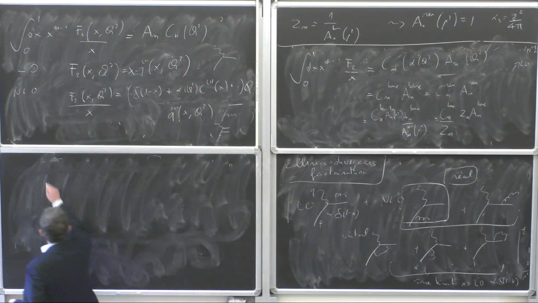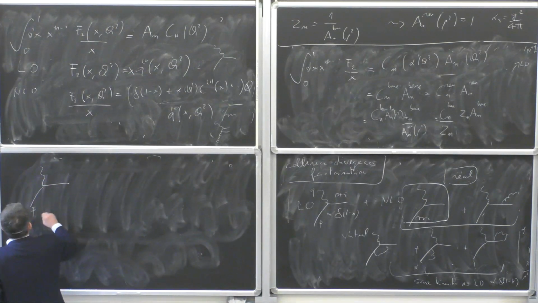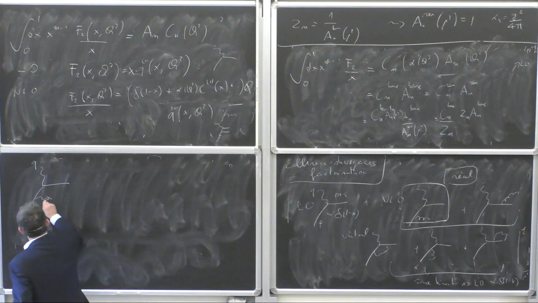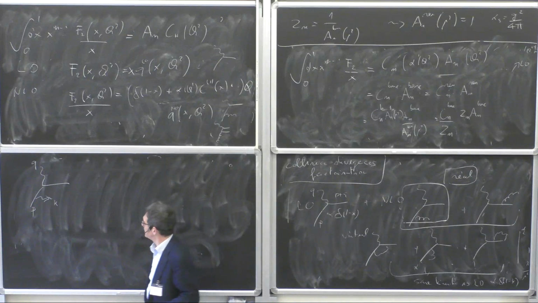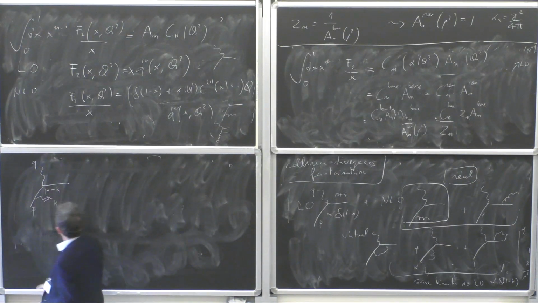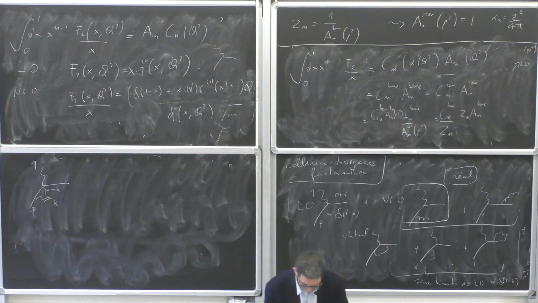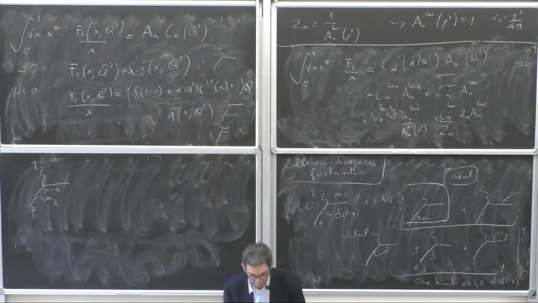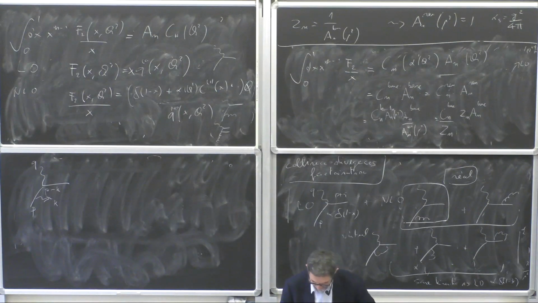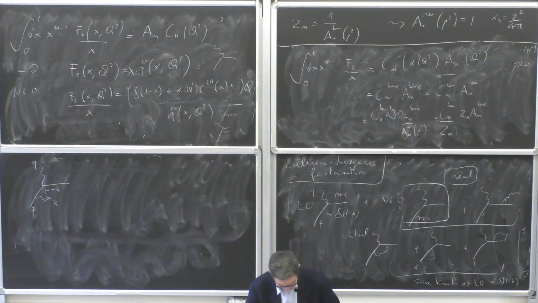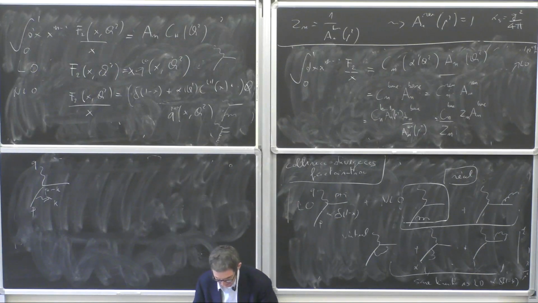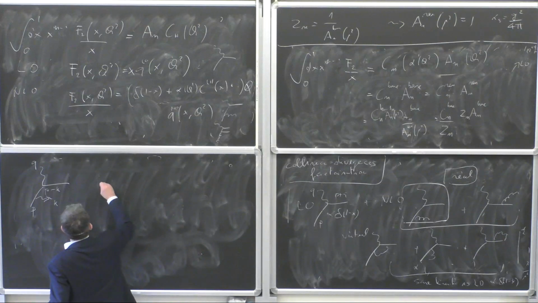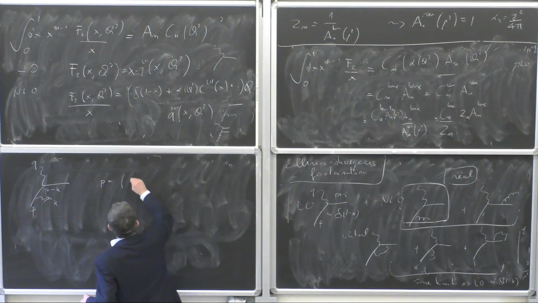Okay, so I want to look at this diagram by saying I have a gluon emitted here. I have an intermediate momentum p minus k, which is propagating over there. And I want to determine the kinematics of this propagating momentum. And I do this as follows.